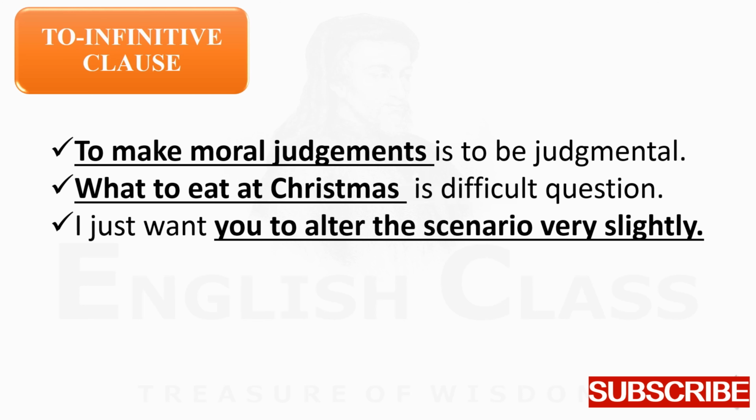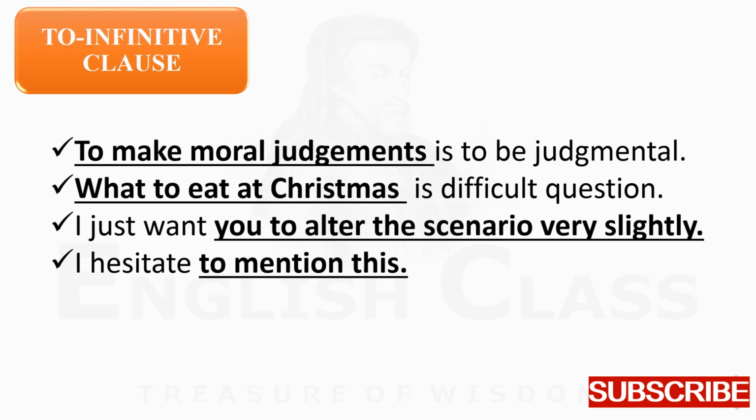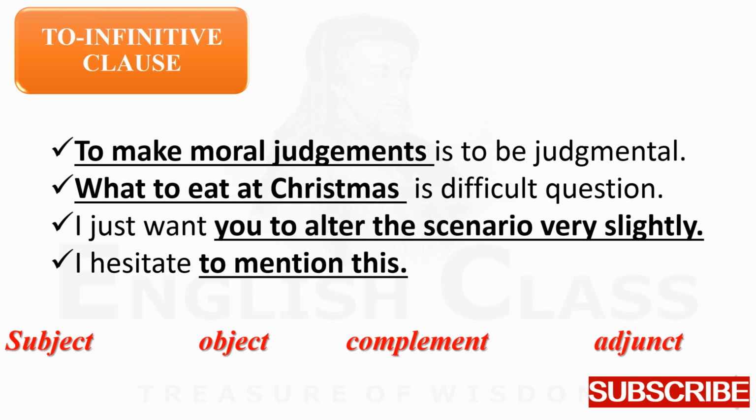Next one, I just want you to alter the scenario very slightly. Here, you to alter the scenario very slightly is a to-infinitive clause and it is working as an object in the sentence. Next one, I hesitate to mention this. So this one is also a to-infinitive clause. The underlined clause is also a to-infinitive clause. So the point is that to-infinitive clauses can be used in the sentence as a subject, as an object, as a complement, and as an adjunct.